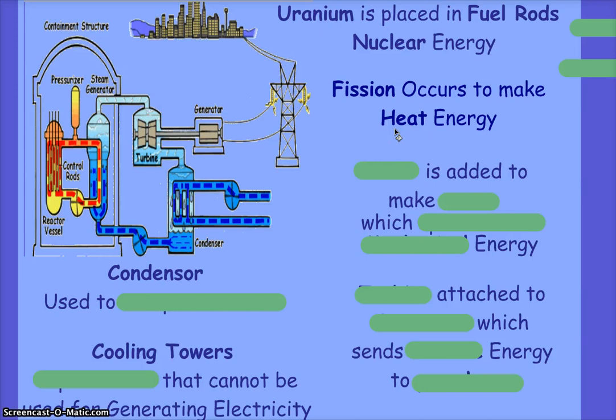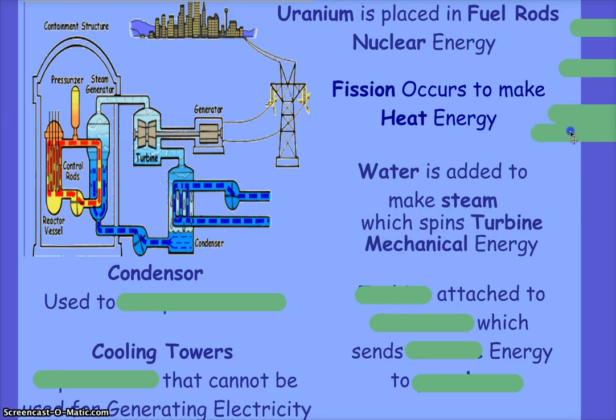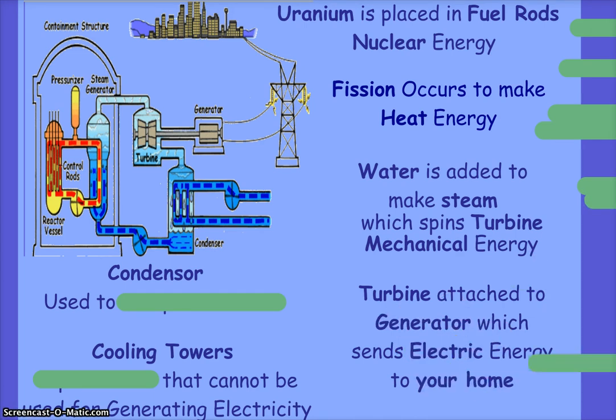Nuclear to heat. Yes? And then we add what? Good. Water to make? Steam, which does what? Spins the turbine, which is what form of energy? Spinning. Mechanical. Good. That turbine is attached to a generator, which sends what? Electrical energy to your home. Good. Now, in addition, there's 2 other structures of a nuclear power plant.